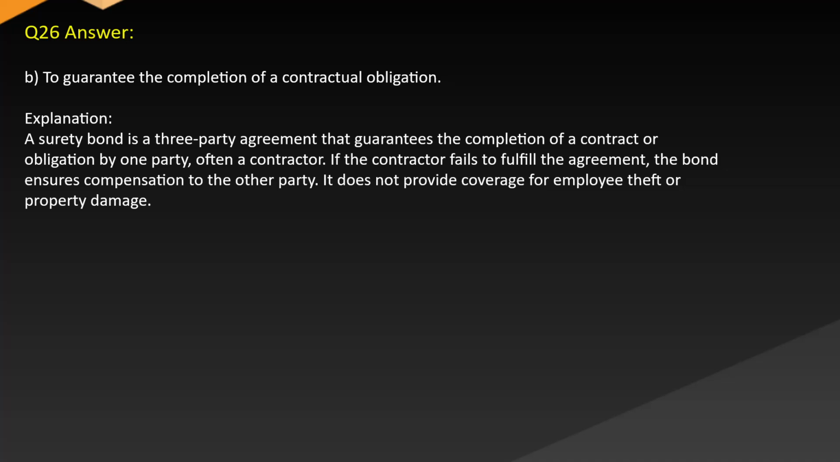Explanation: A surety bond is a three-party agreement that guarantees the completion of a contract or obligation by one party, often a contractor. If the contractor fails to fulfill the agreement, the bond ensures compensation to the other party. It does not provide coverage for employee theft or property damage.